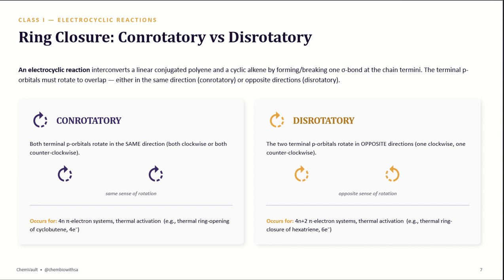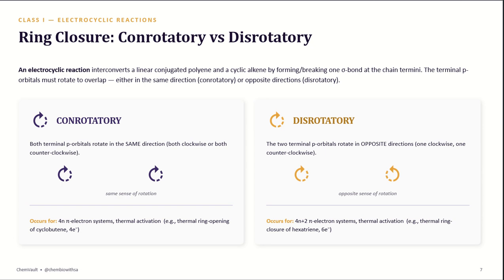Now we'll talk about electrocyclic reactions. Conrotatory versus disrotatory. Let's apply all this to our first reaction class, electrocyclic reactions. When a conjugated polyene closes into a ring, the two terminal p orbitals have to rotate so that they can overlap and form the new sigma bond. There are exactly two ways this can happen.